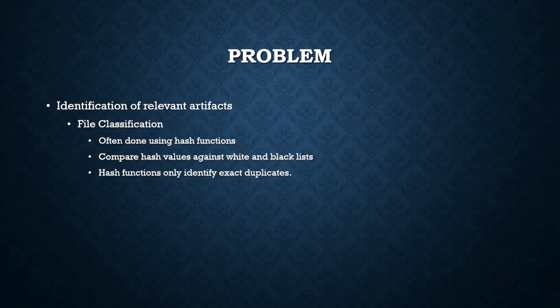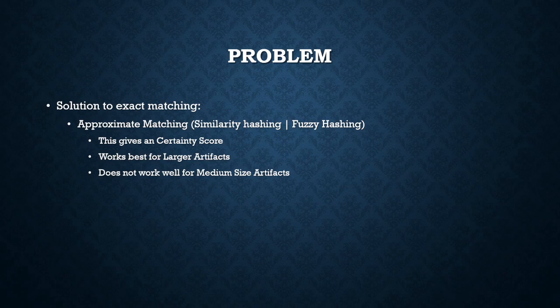So if an artifact is not identical, then the hash isn't going to match, which means it will not be identified properly. To overcome this problem, investigators have come up with methodologies of approximate matching. They use similarity hashing or fuzzy hashing, and this gives a certainty score. They set a threshold, and they say, well, the certainty score is above this threshold, so this is an item of interest. We're going to save that for later and investigate it, therefore identifying an artifact of interest.